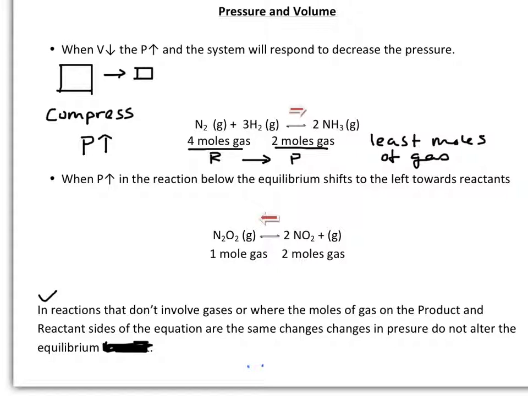Now, in this example, that shift was towards products. But if we have a different reaction, a reaction where there are more moles on the product side than there are on the reactant side, the shift will be in the direction, again, of the least number of moles, in this case, towards the reactant.